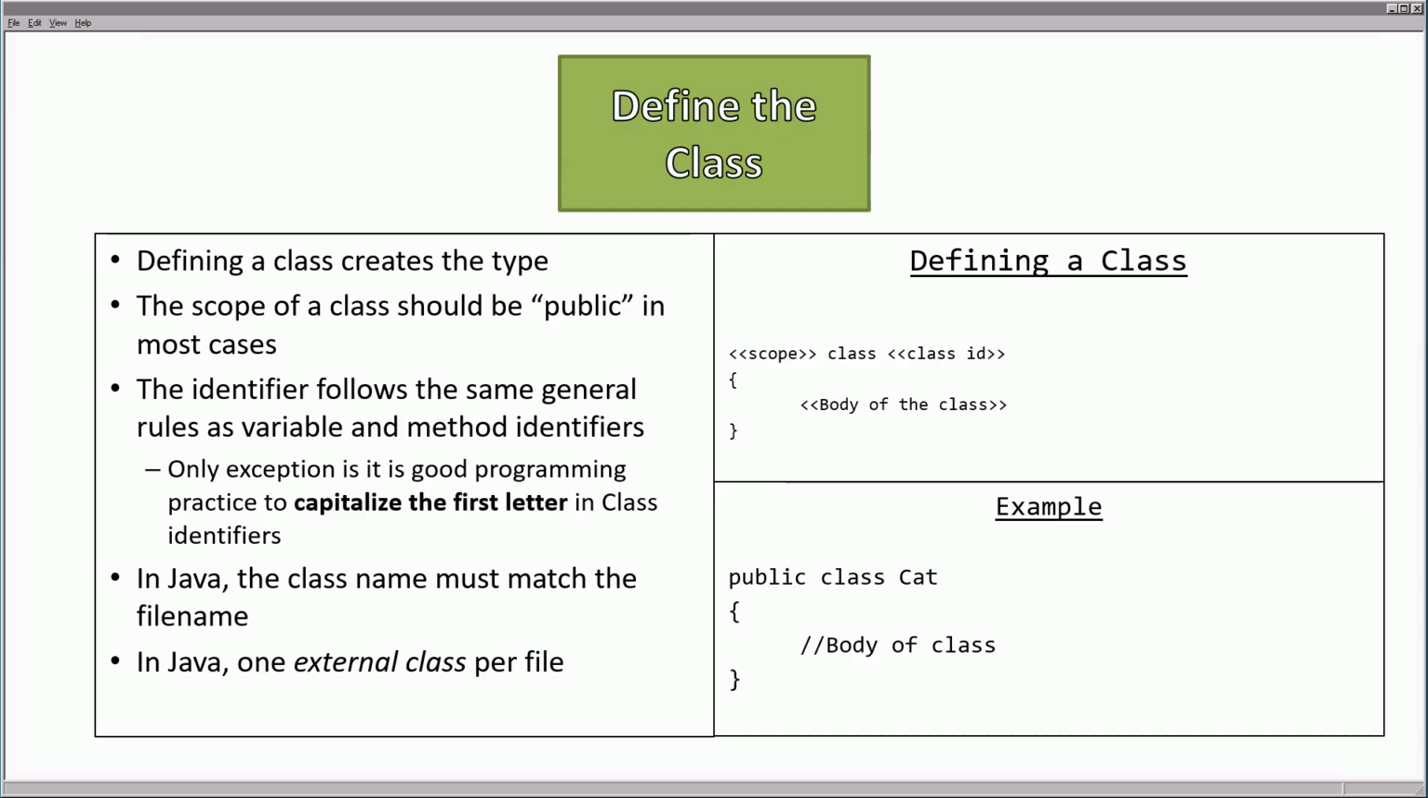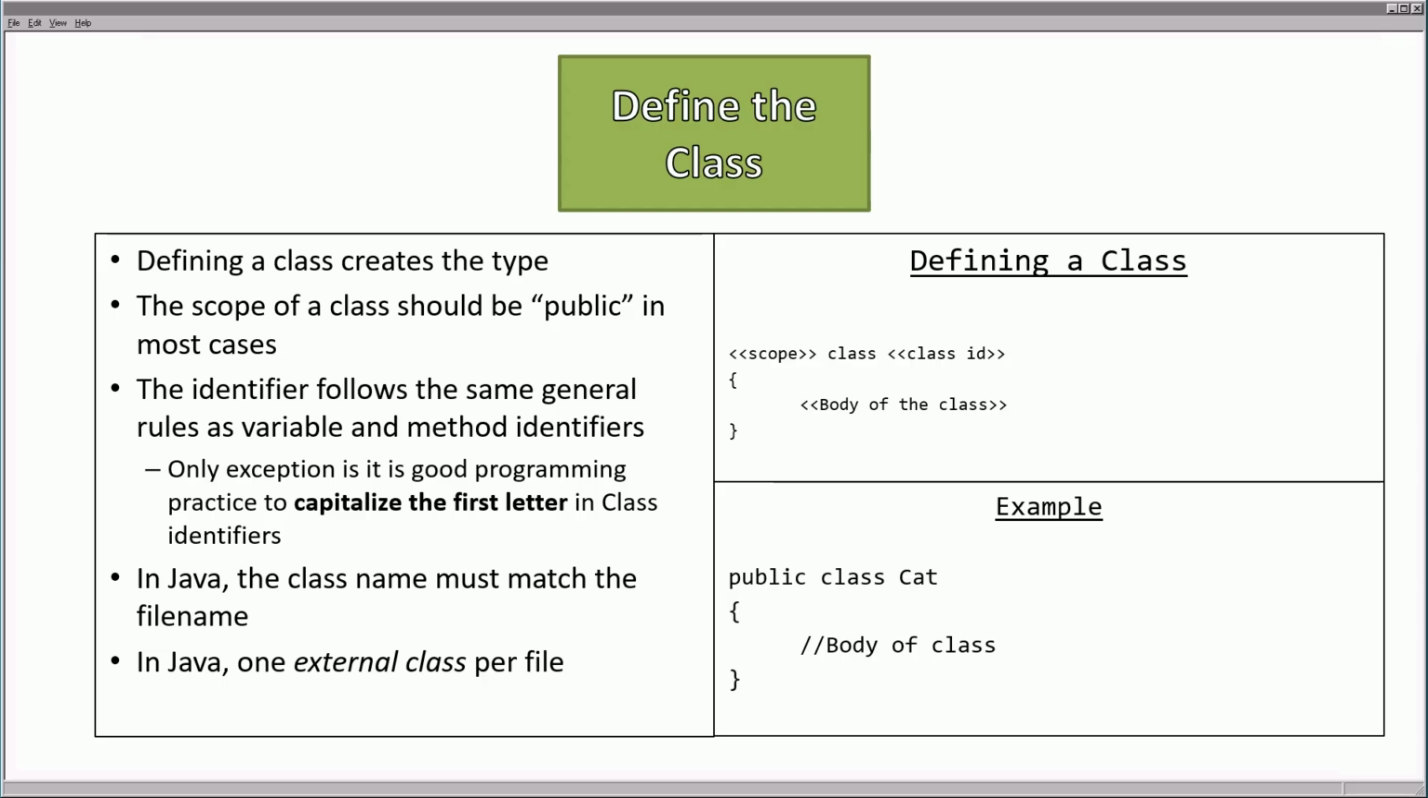So defining a class requires a couple of different parts. First is a scope, and generally it should be public. This is followed by the class identifier, and these identifiers follow the same general rules as variable and method identifiers. The only main exception is that it's good programming practice to capitalize the first letter in class identifiers. Now, something that's very important in Java is the class identifier must match the file name. Also, in Java, there is one external class per file. Every time you need to create a new class, you generally need to create a new file with it.